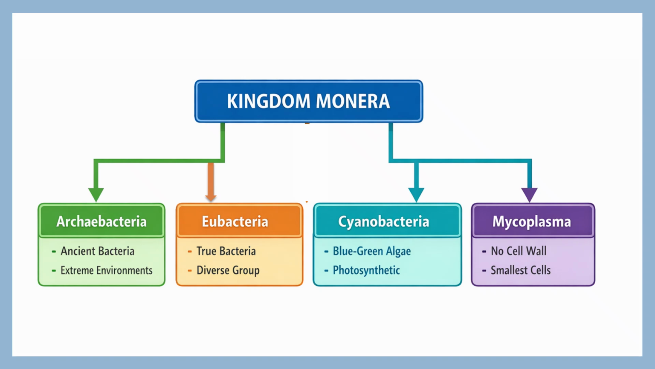Archaebacteria include ancient types of bacteria, and they can survive in extreme environments also. Eubacteria, which are known as true bacteria, are very diverse in nature. Coming to cyanobacteria, which include blue-green algae, they are photosynthetic in nature. Mycoplasma don't have any cell walls, and they are among the smallest cells of this group.